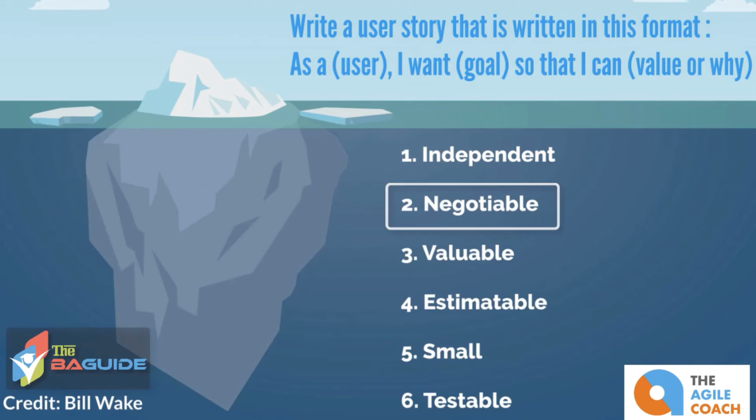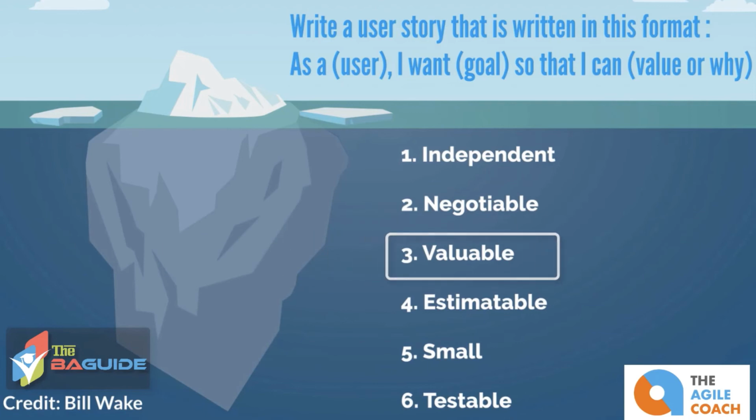The second one is negotiable. Whenever the product owner or product manager is coming to the team and he's bringing the card based on his understanding of the needs and the goals of the users, this user story should be negotiable. Meaning once after talking to the team, if the product owner has a better idea, this user story should be flexible so that it can change and adapt to the needs of the user.